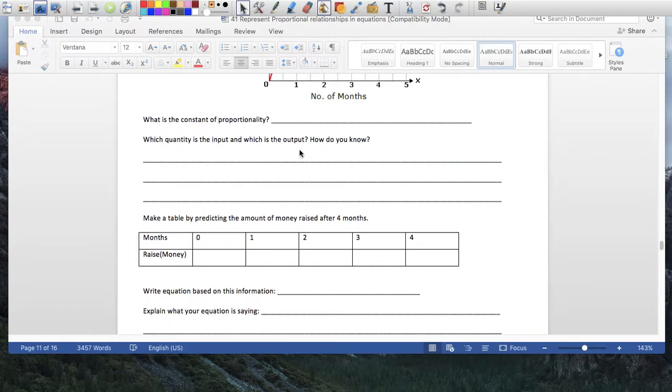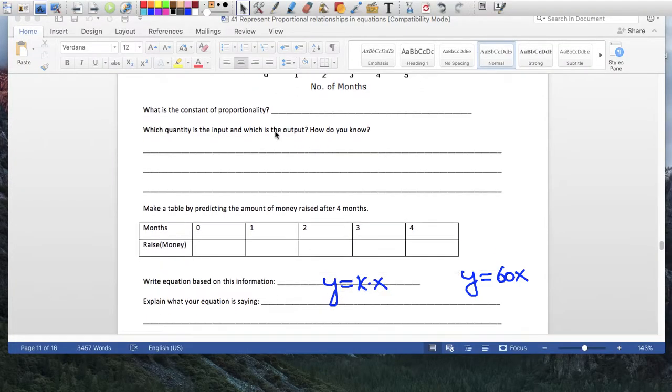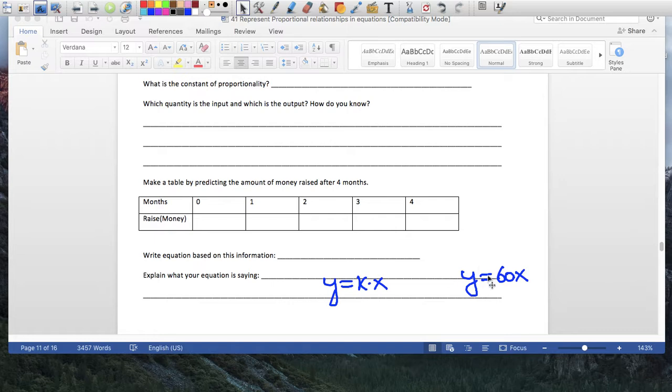Write an equation. So your equation will always be, if it's proportional, in this format: y equals kx. So let's substitute our k with the value that we found, and we found that k was 60. So y equals 60x. And what does my equation say? My equation is saying that if I wanted to find out the total amount of money raised, I would just multiply 60 times the number of months, and that's what my equation is saying.